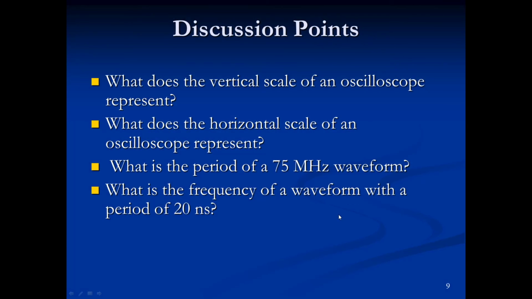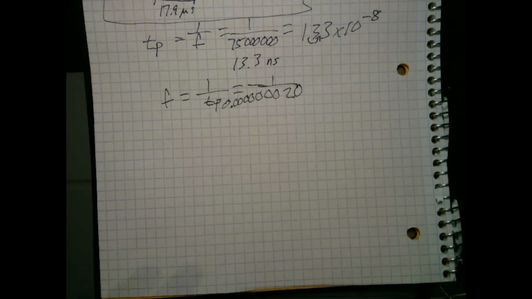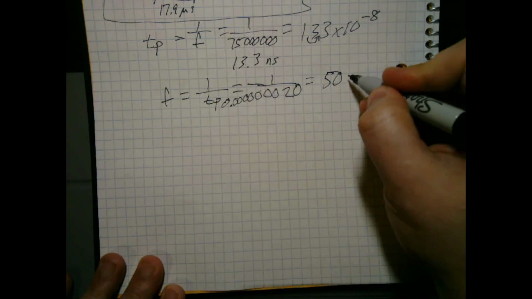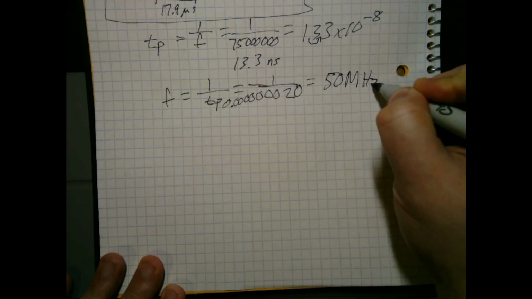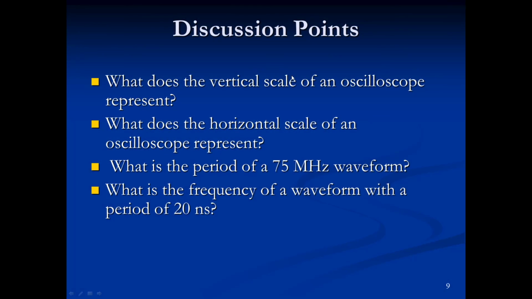So then, going to the calculator again, we'll say 1 divided by 0 point, and there are 7 zeros, and then a 2 0, or just 2. Either way, that gives us 50 million. So this would give us 50 megahertz. And that will do it for this part of the chapter.